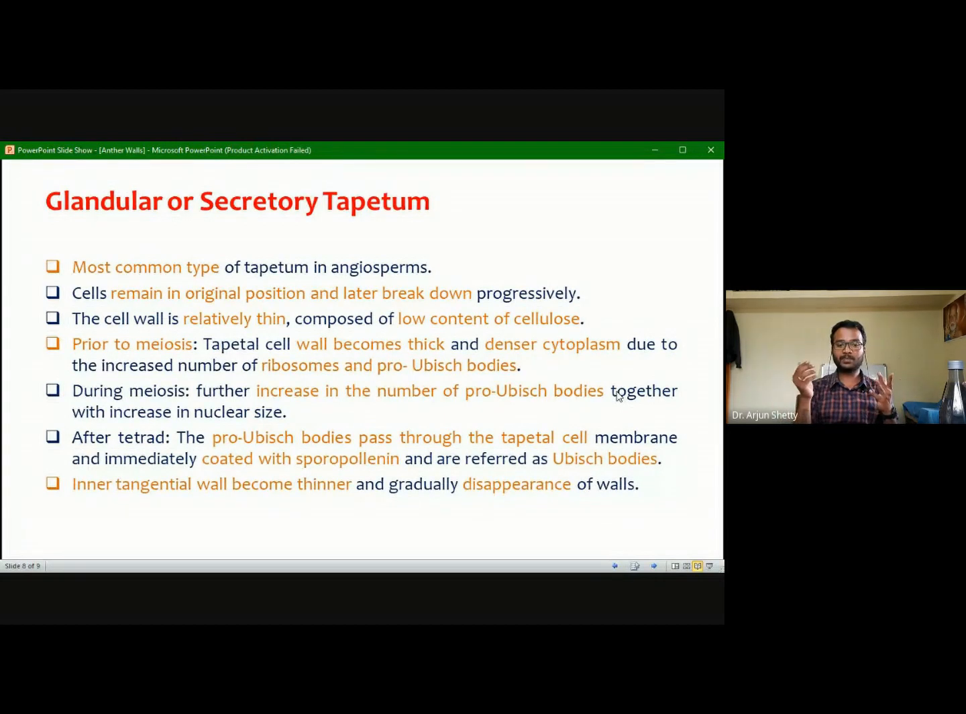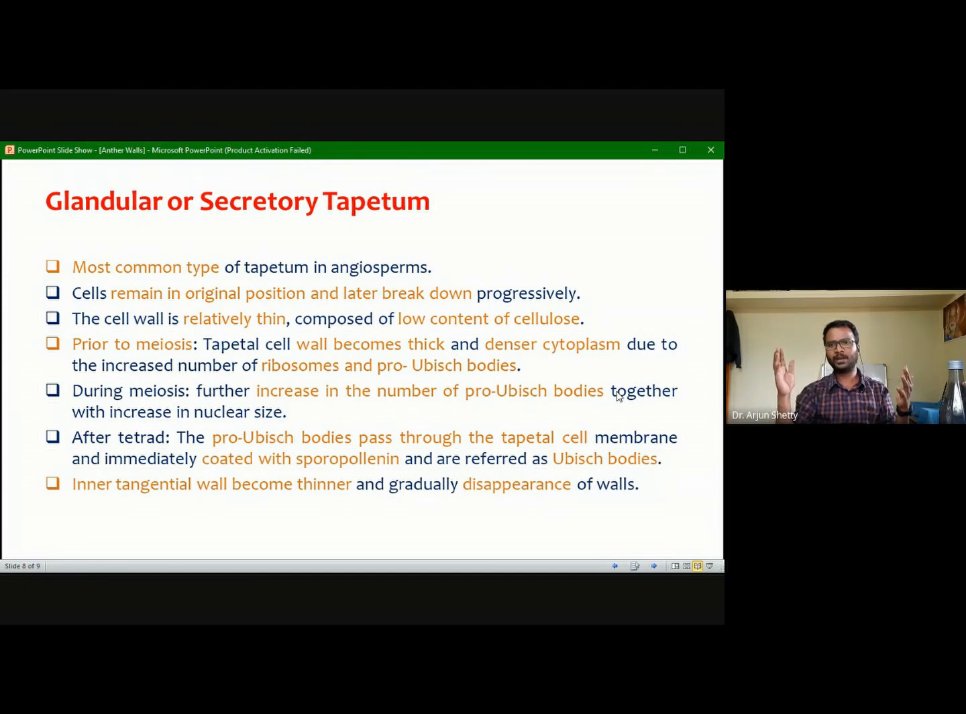So during the meiosis, what happens? There is a further increase in the number of pro-Ubisch bodies. Let me tell you that the pro-Ubisch bodies are very potential components which are going to be present on the pollen grain, and they make the pollen grains more viable.